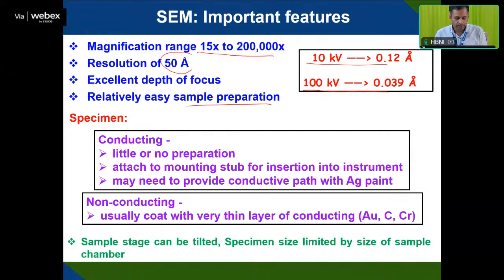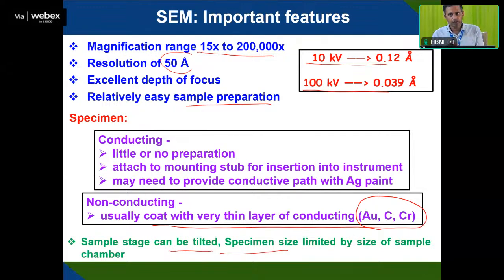If it is non-conducting, then you have to coat it with a thin layer of either gold, carbon, or chromium, and then you can use it for sample studies. You put this in the sample stage and analyze it to get the image. The sample stage can be tilted, so depending upon the specimen size, you can tilt the sample to get the fracture morphology and cross section. All those things are possible.